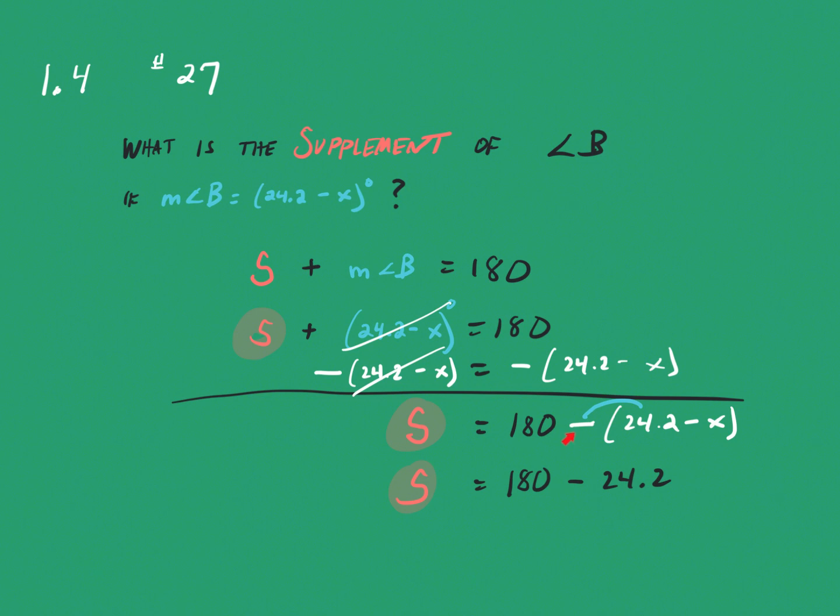And then we will subtract the negative x, which means we'll have plus x. So our final answer then is that the supplement is equal to 180 minus 24.2, which is 155.8, and plus x, our final answer. The expression for the supplement, or the answer for the supplement of angle B, happens to be an algebraic expression.